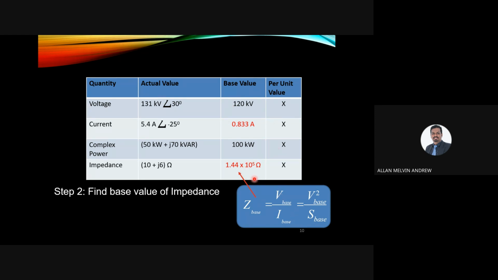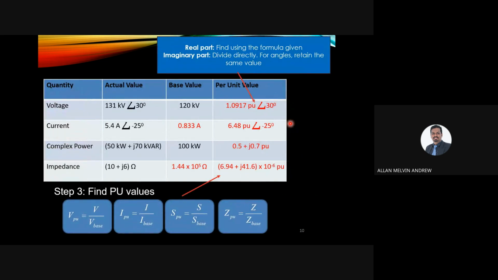Once you find all these base values, then you can start finding the per unit values. You can replace in this formula respectively. For voltage, use this. For current, use this formula. For complex power, use this formula. And for impedance, use this formula. Because you have one side is a real part, and the other part is the imaginary part or the angle. First find the real part.